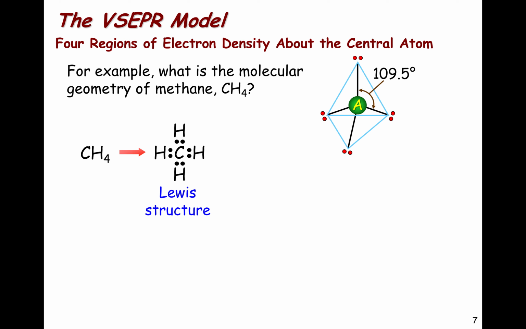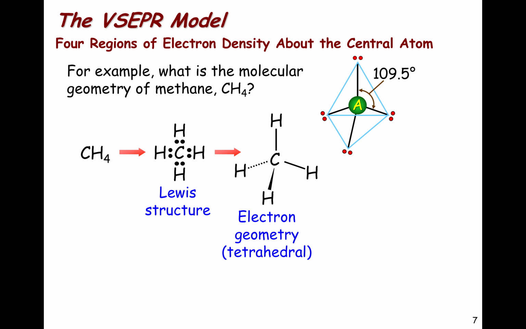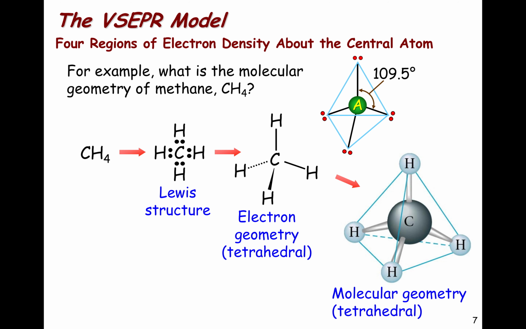If we then remember that with 4 electron regions, the optimal structure is a tetrahedral structure in which all of the angles are 109 degrees, or 109.5. And so in this particular case, we say that the electron geometry is tetrahedral. Since all 4 of those electron positions are bonding, we then say that the molecular geometry is tetrahedral as well.